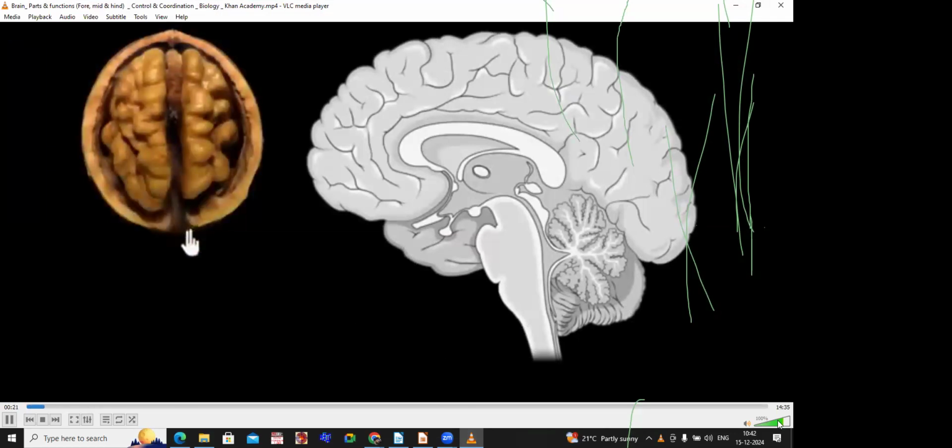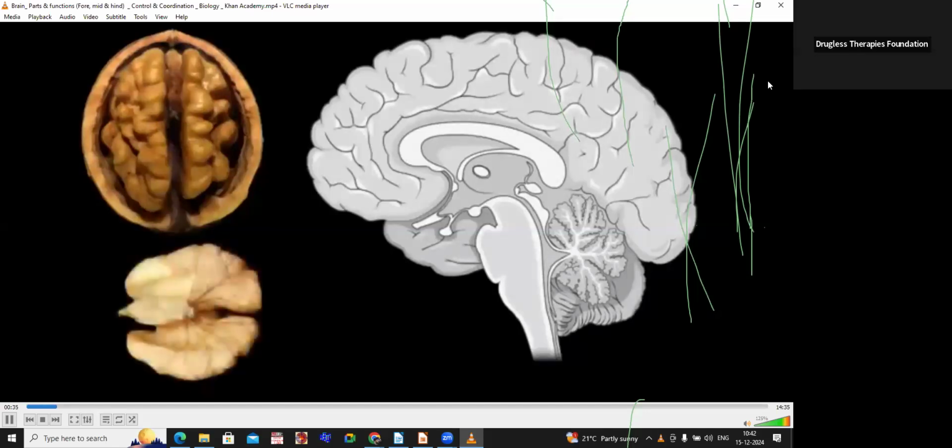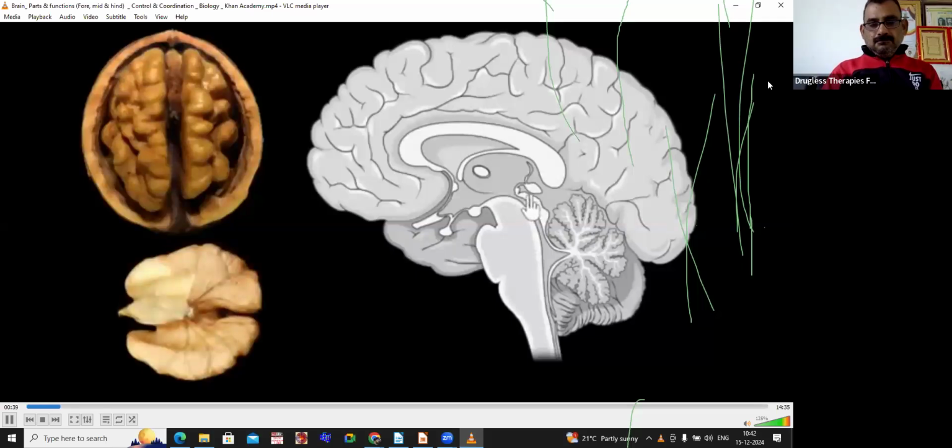Don't worry, this is not a brain, this is just a walnut. It looks very similar to the brain. But let's say these are two hemispheres. Now, imagine you cut this walnut. Then you look at the inside of it, and you will see something like this, right? The inner side of one of the halves. Well, that's basically what we're looking at. It's the inner side of one of the hemispheres, okay?